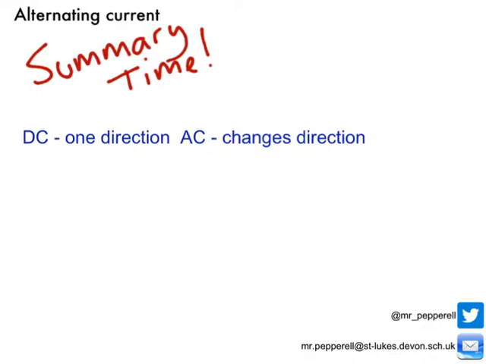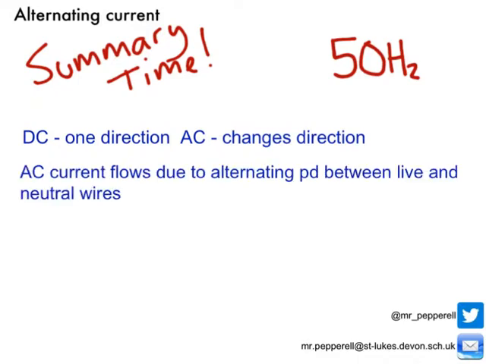Secondly, we need to know how many times it changes direction. We need to know the frequency of UK mains electricity. That frequency is 50 hertz. That means that this change of direction goes through 50 cycles every second. Next, we need to know where this alternating current is coming from. Well, the AC current in UK mains electricity flows due to an alternating potential difference between the live and the neutral wires. That was the brown and the blue wires. The potential difference between those two makes the current flow.